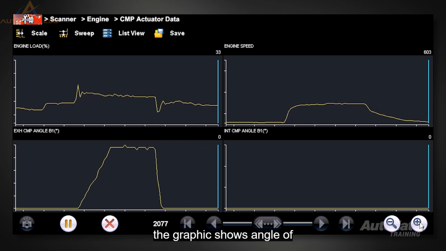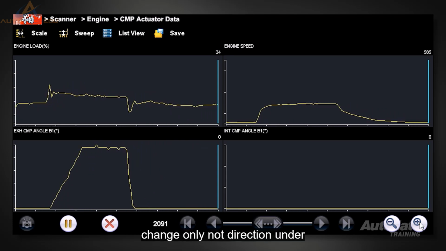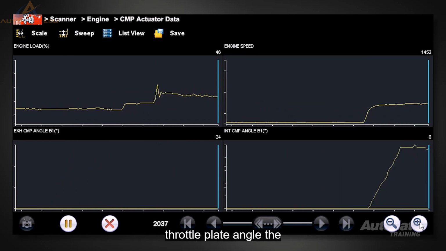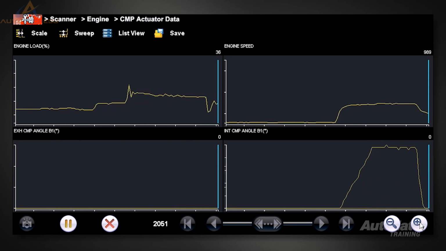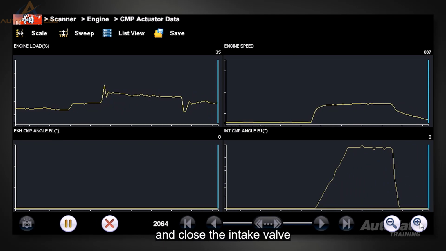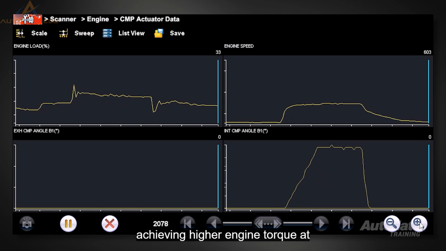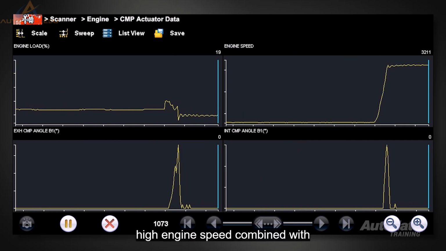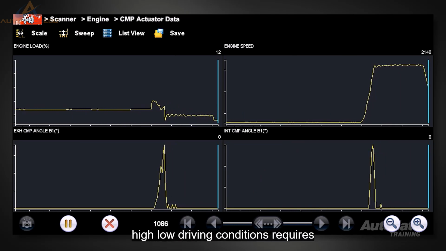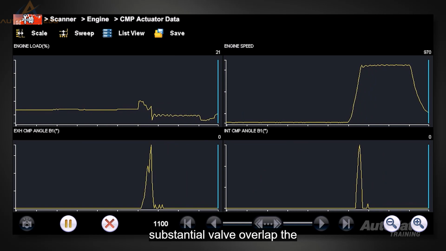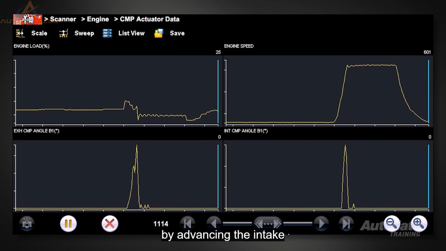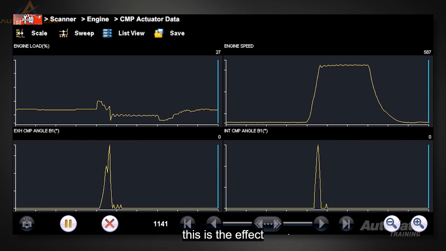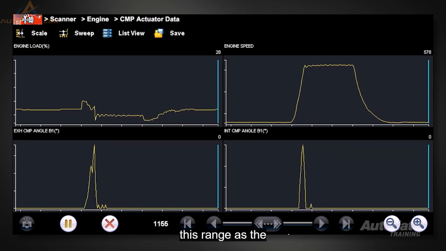The graphic shows angle of change only, not direction. Under high load conditions with minimal throttle plate angle, the intake camshaft is advanced. The objective is to open and close the intake valve earlier, therefore achieving higher engine torque at low engine speed. High engine speed combined with high load driving conditions requires substantial valve overlap. The ECU does this by advancing the intake and retarding the exhaust camshafts. This is the effect of increasing engine performance in this range.